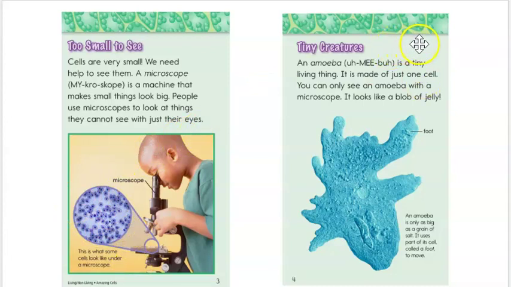Tiny creatures. An amoeba is a tiny living thing. It is made of just one cell. You can only see an amoeba with a microscope. It looks like a blob of jelly. Foot. An amoeba is only as big as a grain of salt. It uses part of its cell called a foot to move.